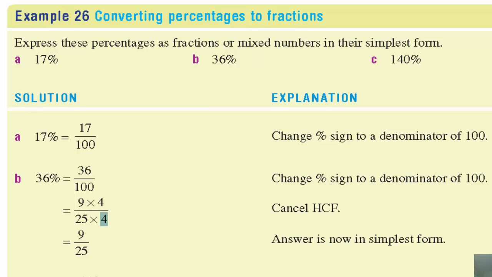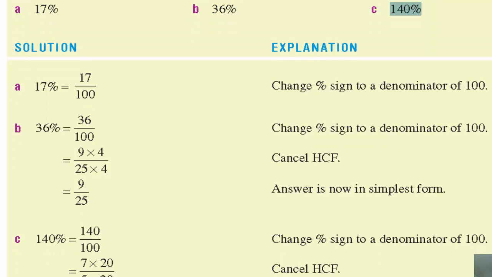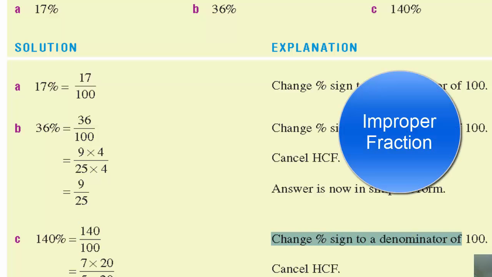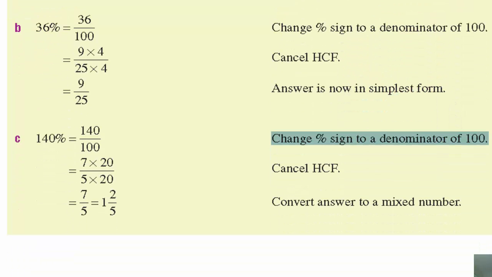Last one here, 140%. Now that sounds a bit odd. Alright, we end up with 140 over 100. We've changed the percent sign to a denominator of 100. We then start simplifying, same as we've done before, and we can see that 20 will go into both. So 20 on the top and on the bottom, they'll cancel each other out. We're left with 7 over 5. That's an improper fraction, so we just change that to a mixed number. Right, so some simple things there.